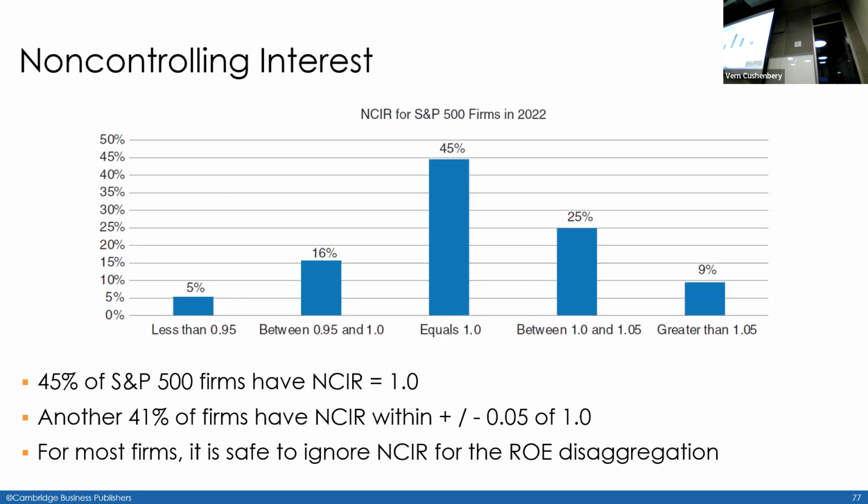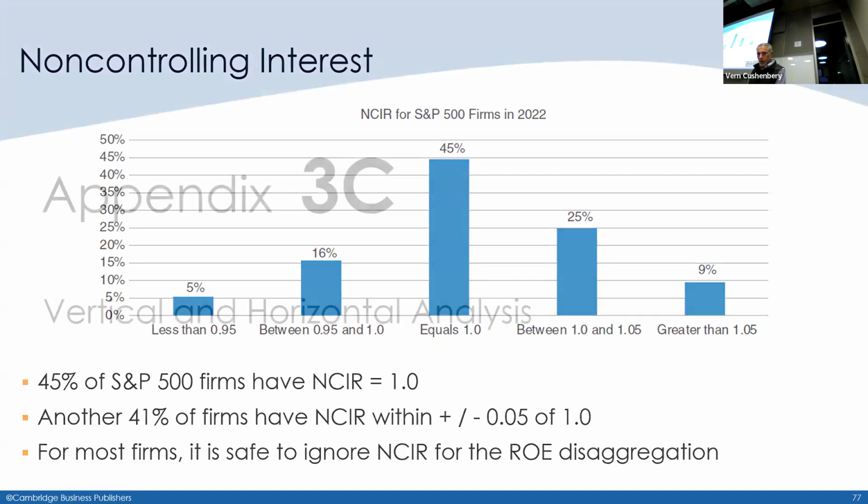45% of the S&P 500 firms have an NCIR ratio of 1, which, if you recall the formula that we were looking at, it was multiplied. So you take the term, you multiply it times your NCIR ratio. If your NCIR ratio is 1, that term becomes irrelevant entirely. It basically means there's no non-controlling interest. The other 405 companies, or 55%, have an NCIR ratio between 0.95 and 1.05, and only 9% have an NCIR ratio of greater than 1.05 or less than 0.95. The broad point being that this very rarely matters.